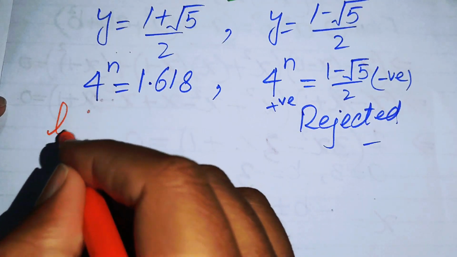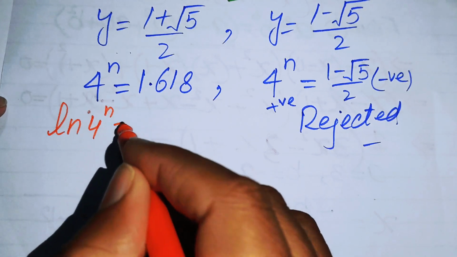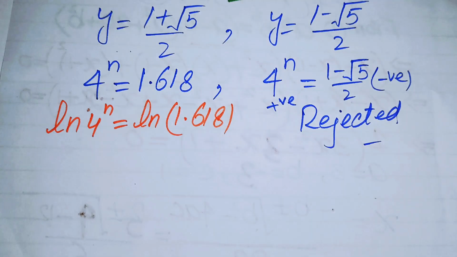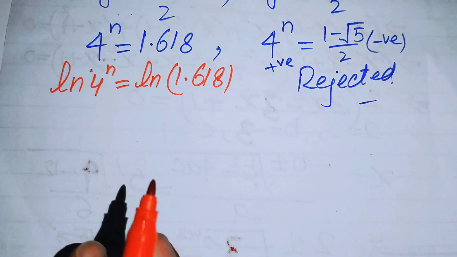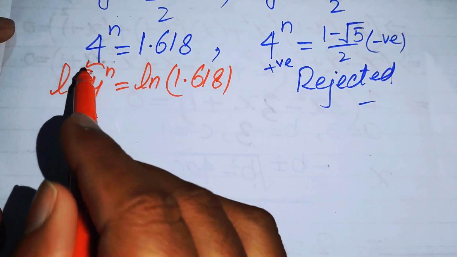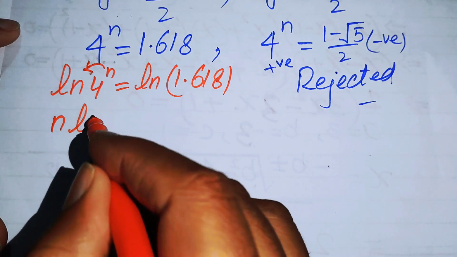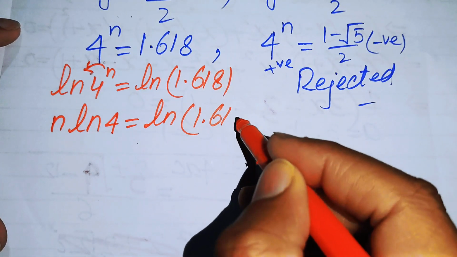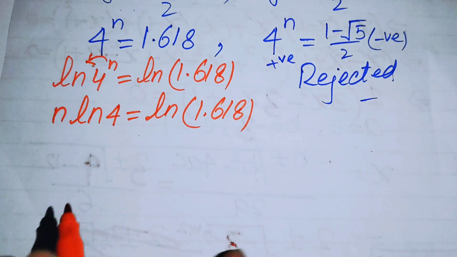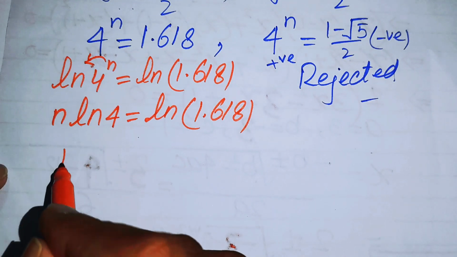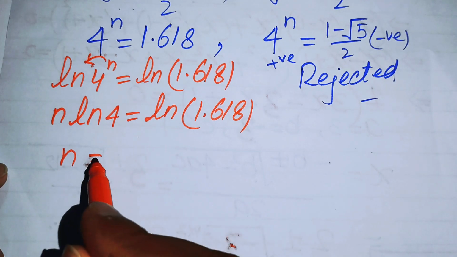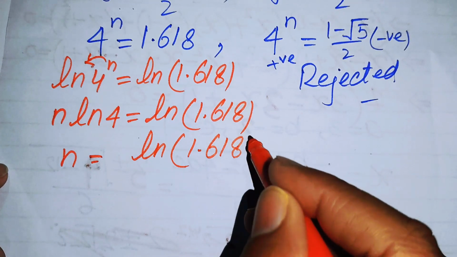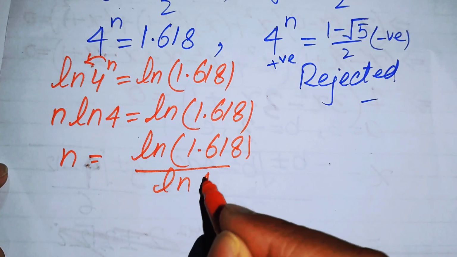Here we take log on both sides, and we get log of 4 to the power of n equals log of 1.618. Using the property of logarithms, we move the exponent in front of the log, and we get n times log 4 equals log of 1.618. We use the calculator to find the values of these logs. Now we move log 4 to the right-hand side, and we get n equals log 1.618 divided by log 4.